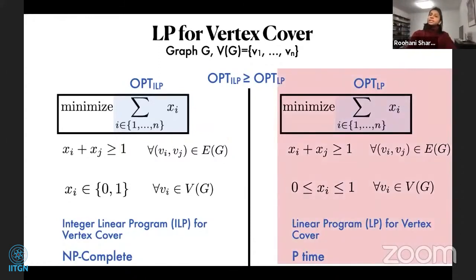Now, what a kernelization algorithm does is the following. It takes this program and runs it and finds optimal values of xi's that satisfy these constraints and minimize this function. And based on these values of xi's, which the program returns, we are going to design some reduction rules, and let's see what they are.